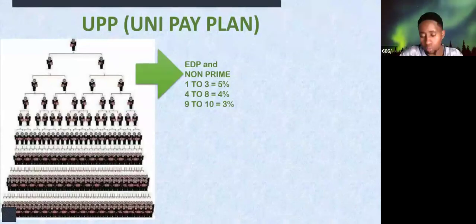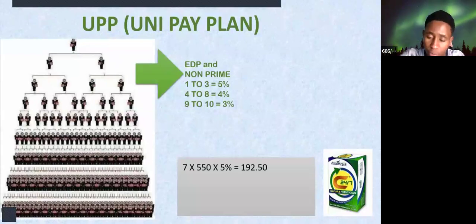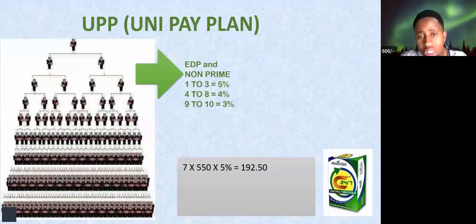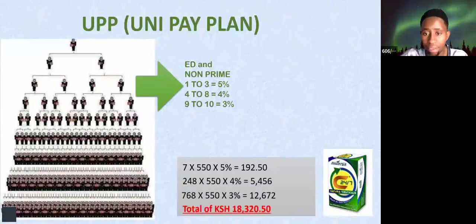Do you understand? Now, if you're a non-prime, you'll earn from your 1st level to your 10th level. Let's say somebody buys C24/7 in your organization. It has 550 commissionable points, and 7 of those boxes are bought. You calculate 5% of that if that person is from your 1st to your 3rd level. In Unipayplan, it also follows the genealogical arrangement, not the sponsorship arrangement of levels, just like Unilevel. So that's exactly the explanation of that.